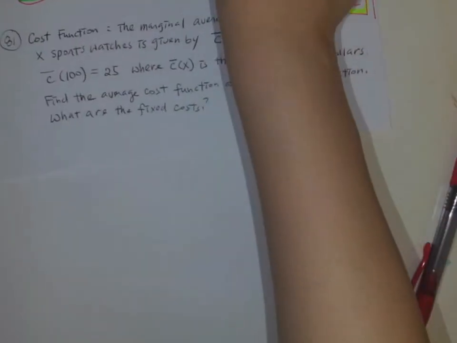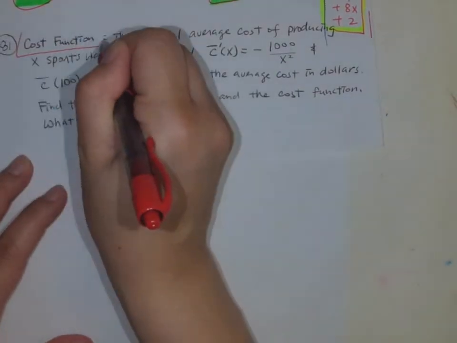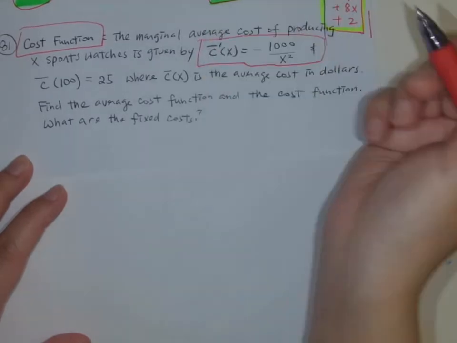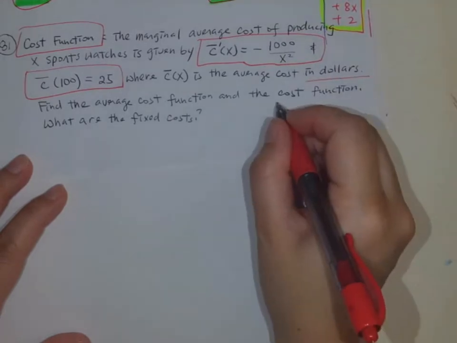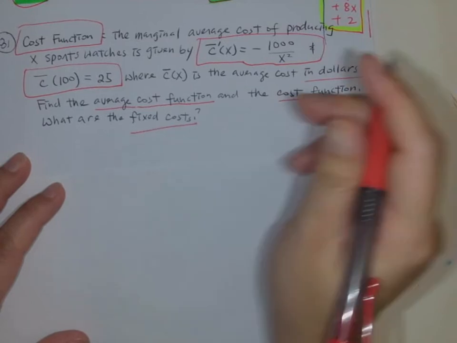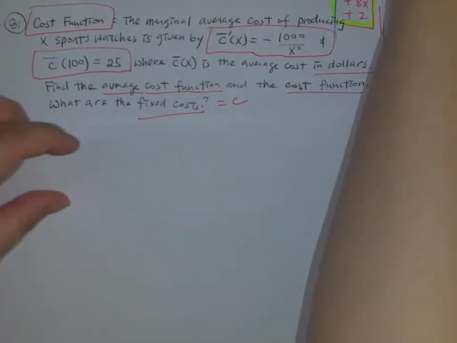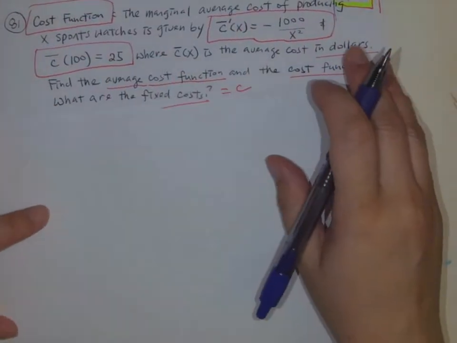Okay, so let's see. Let me put the question up here. We want to know the cost function. We were given the derivative of the average cost. We're given this. This is in dollars. I want to find the average cost function and the cost function and the fixed cost, which would be C, right? Okay. Let's see. That's asking a lot of questions, right? Okay, number 81.